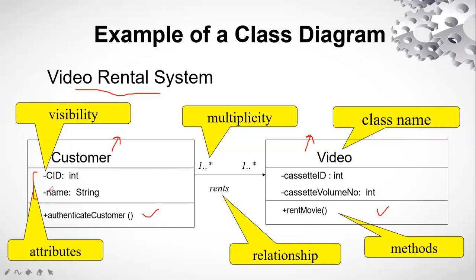Now we can see here plus and minus signs. What are these? These are showing the visibility of the attribute, how they will be visible. Minus was for private, plus was for public, hash was for protected, and slash for derived, right? Now this particular part is showing the relationship, that is rents. And this is showing you the multiplicity. The customer can have one or more videos, and one video can be rented by one or more customers. So all these are the notations which we are using in the class diagrams.